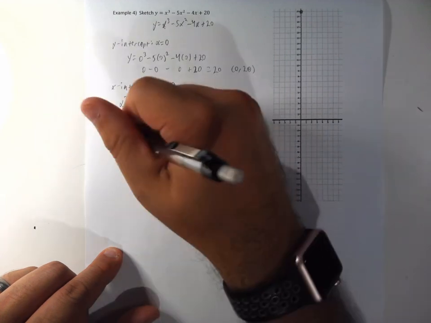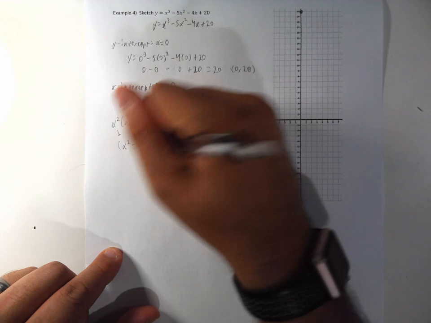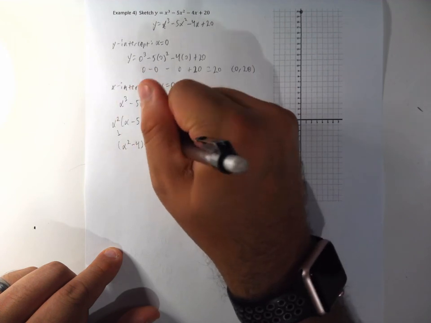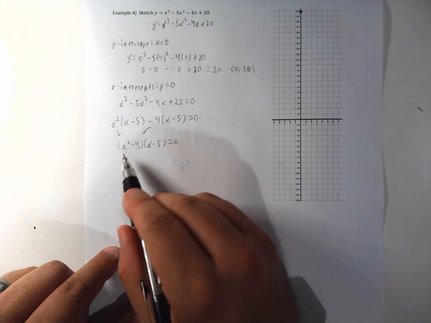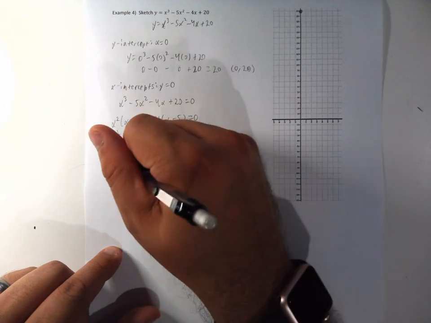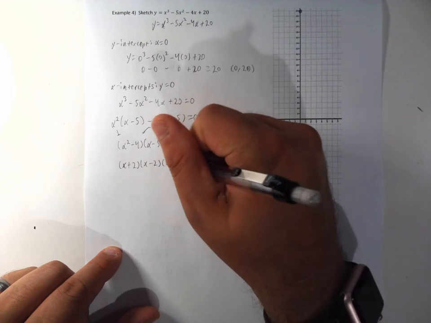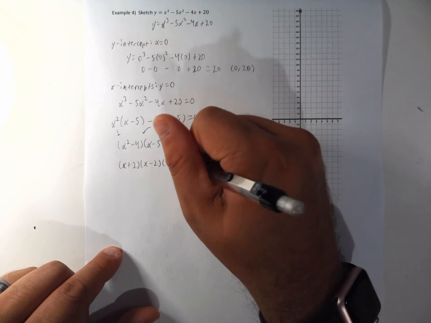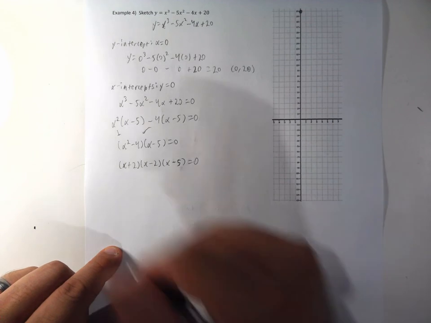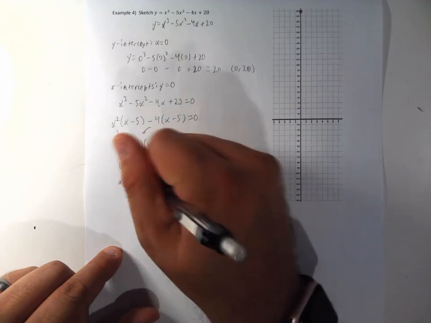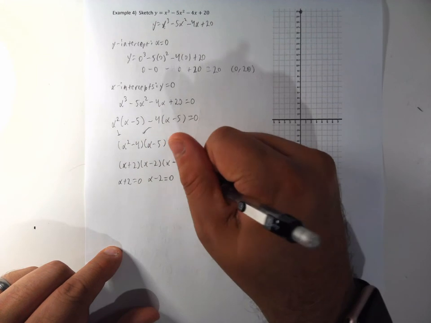Which gives me x squared minus 4 times x minus 5 equals 0. Which gives me x squared minus 2 squared. So that'd be x plus 2, x minus 2, x minus 5 equals 0. So, x plus 2 is 0, x minus 2 is 0, and x minus 5 is 0.